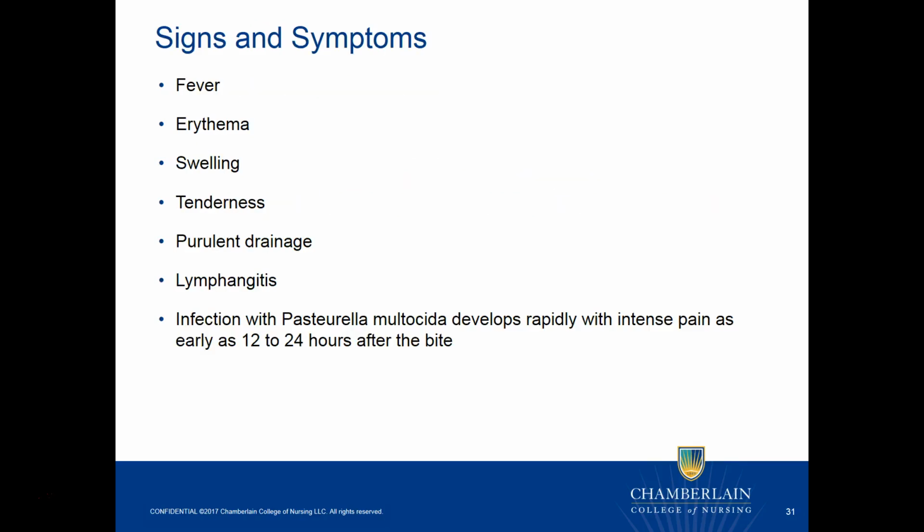Clinical manifestations of bite wound infections may include fever, erythema, swelling, tenderness, purulent drainage, and lymphangitis. Infection with Pasteurella multocida characteristically develops rapidly following cat or dog bites with erythema, swelling, and intense pain, evident as early as 12 to 24 hours after the bite.